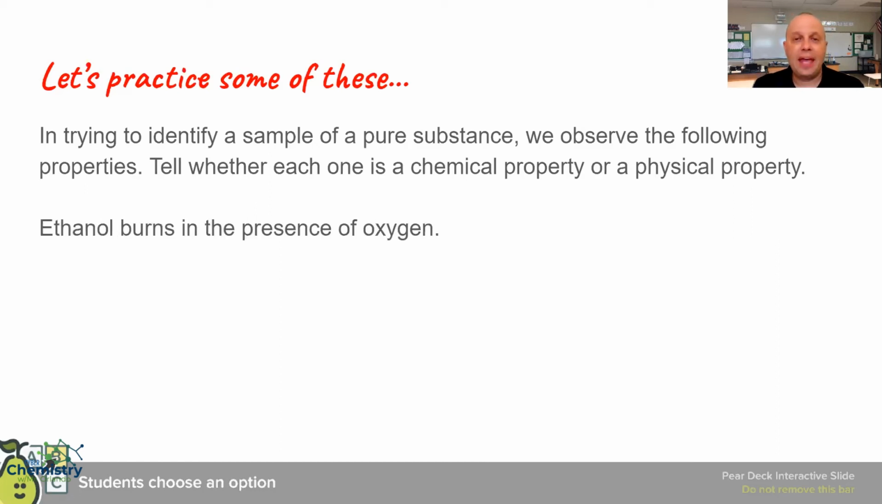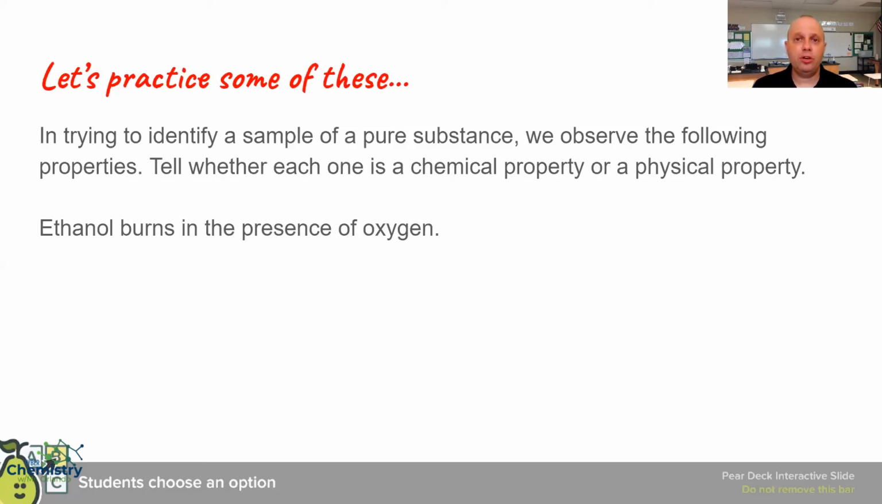Okay, next one. Ethanol burns in the presence of oxygen. You've probably heard a lot about ethanol lately. Ethanol is an alcohol, so it's usually the ingredient in a lot of sanitizers. They have to have a certain percent ethanol in order to be considered for that process of sanitizing something. So something like Purell has over 60% ethanol content, alcohol content. All right, it says it burns in the presence of oxygen.